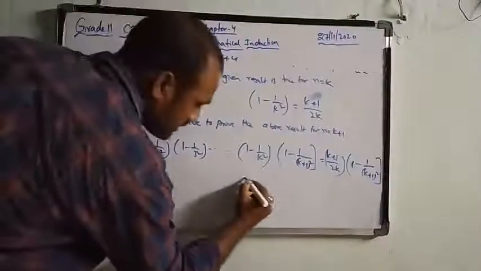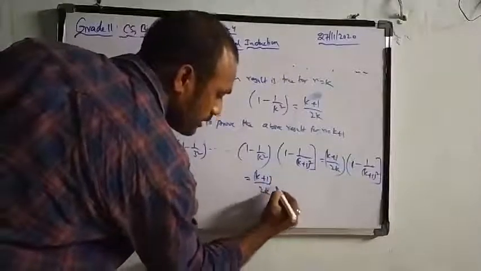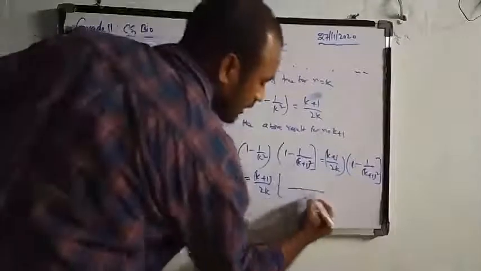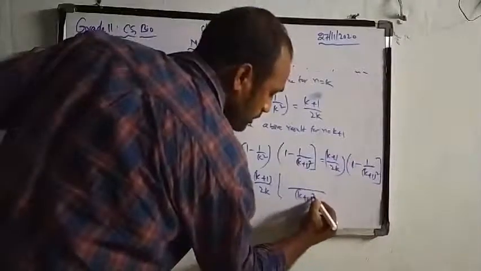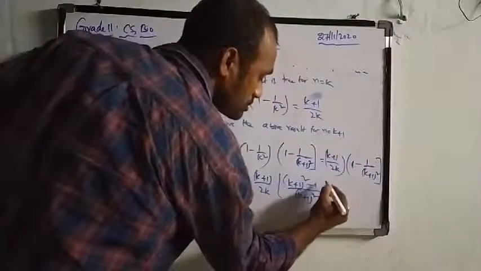Okay, let us simplify the right hand side. That is k plus 1 by 2k into, taking the denominator LCM as k plus 1 whole square, k plus 1 whole square minus 1.